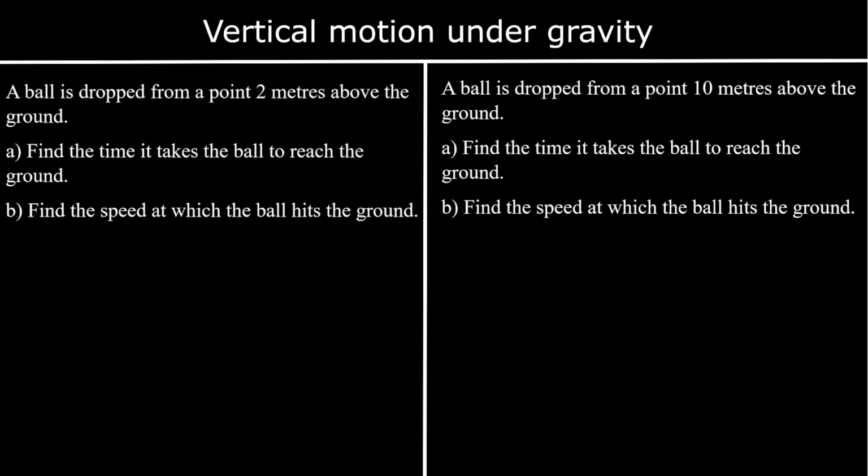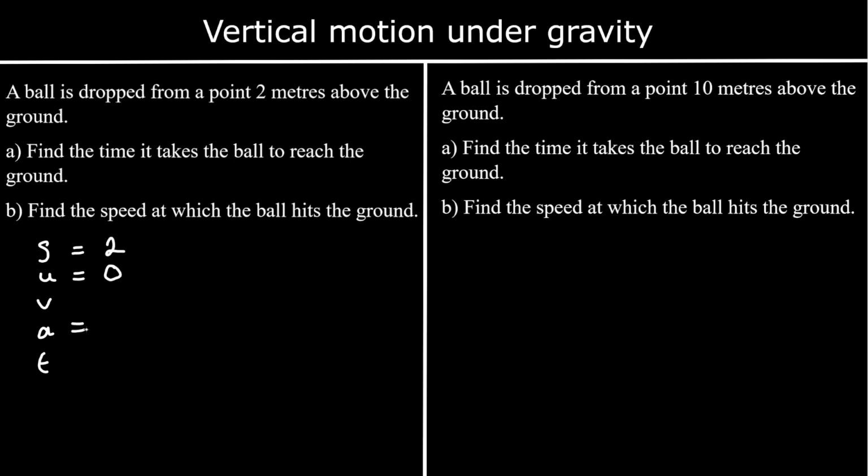Let's look at a question. A ball is dropped from a point 2 meters above the ground. Part A says find the time it takes the ball to reach the ground. So we have SUVAT. 2 meters above the ground, that's the displacement. It's dropped, which means its initial velocity was 0.